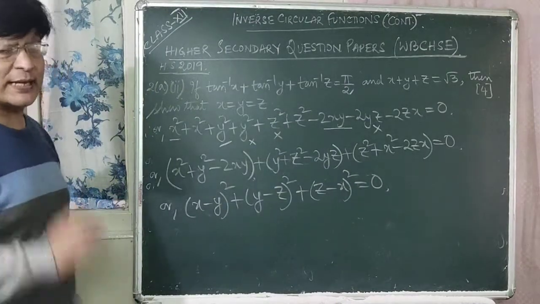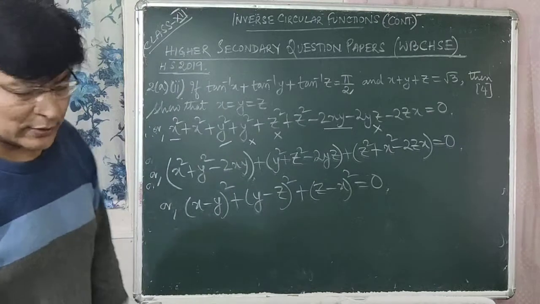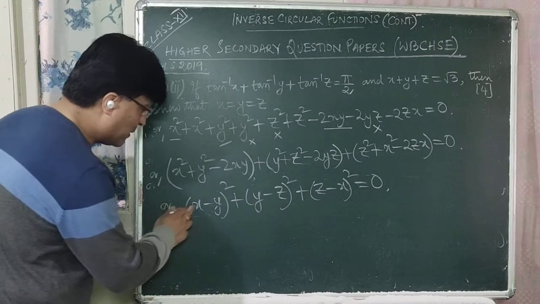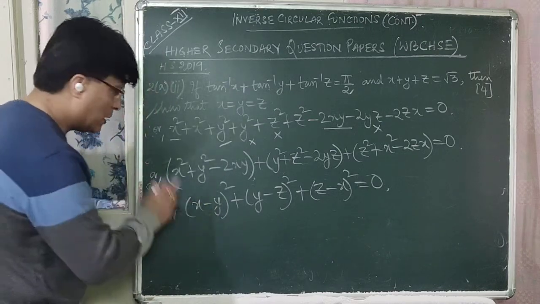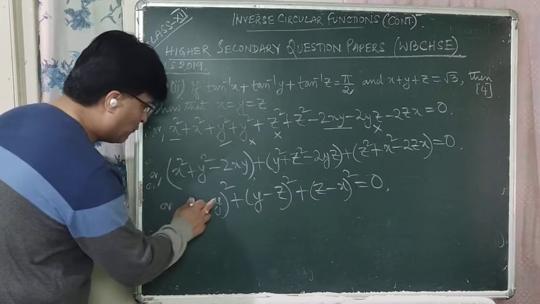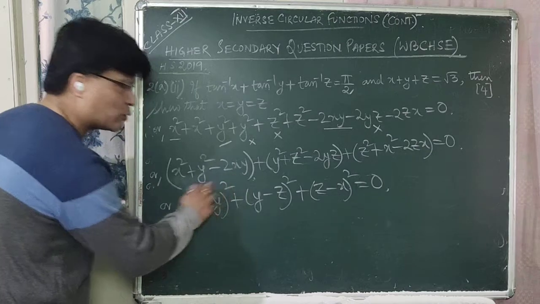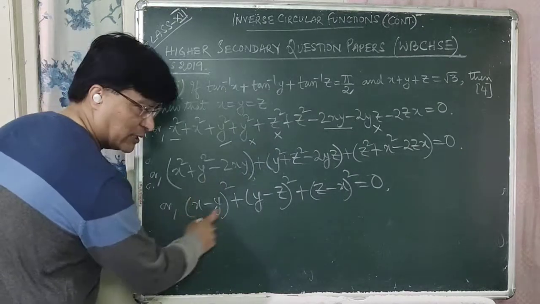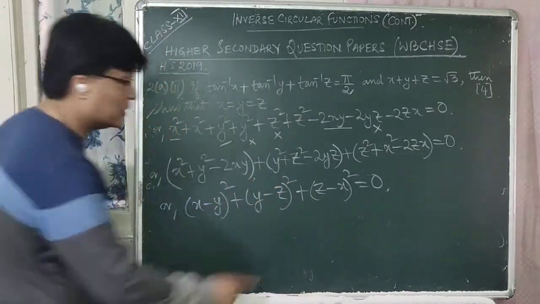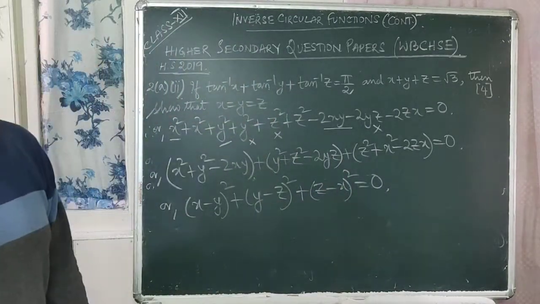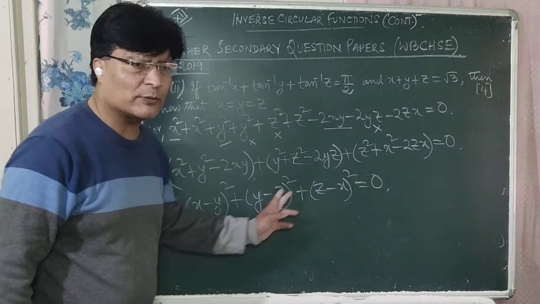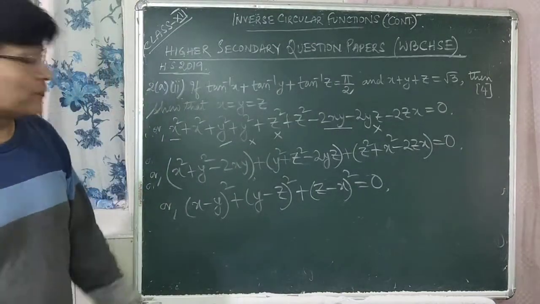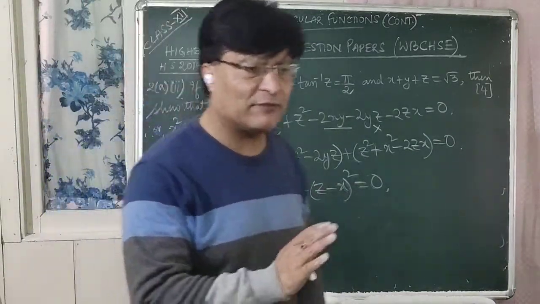But you know that whatever may be the values of x and y, x minus y may be positive, it may be negative, isn't it? x may be greater than y, x may be less than y. If x is greater than y, then it is positive. If y is greater than x, then it is negative. But because of this whole square, negative whole square is always plus. So this is a positive quantity. Similarly, y minus z whole square is also a positive quantity. z minus x whole square is also a positive quantity. So positive quantity plus positive quantity plus positive quantity never equals 0. This summation quantity is never equal to 0.